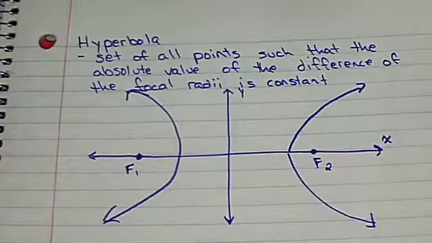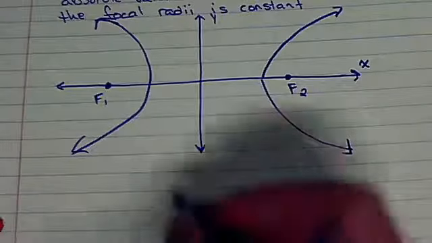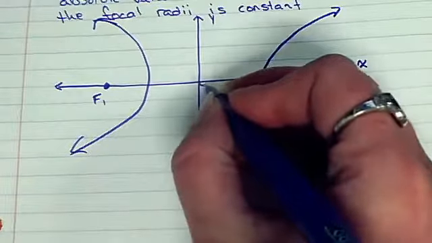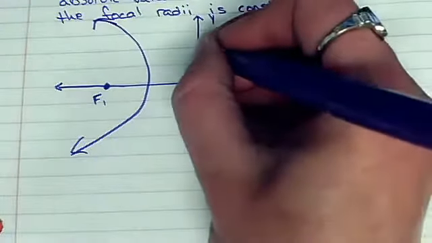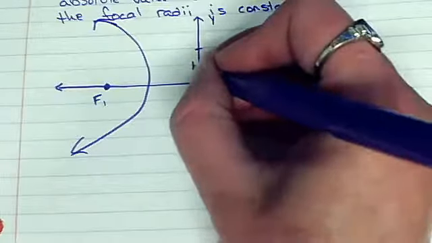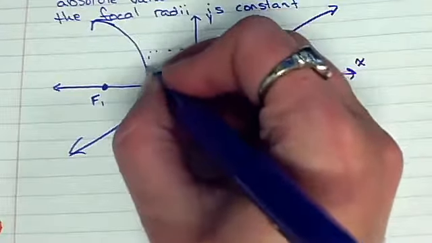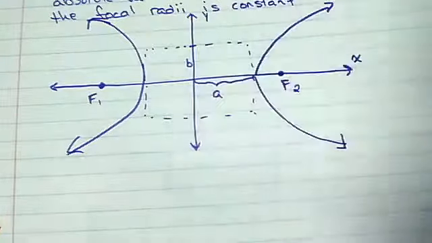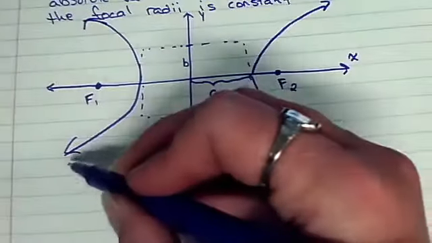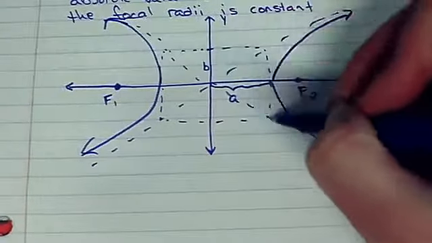Now we can still use our equation to find everything that we need. We'll still have a horizontal distance out this way, A. We'll still be able to measure out a distance so far up, call that B. But instead of using those to have an ellipse inside, we're going to use those to make a little box. Now this box is useful because we can use it to make these slanted asymptotes.